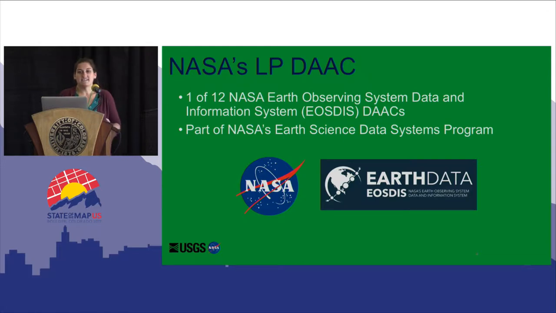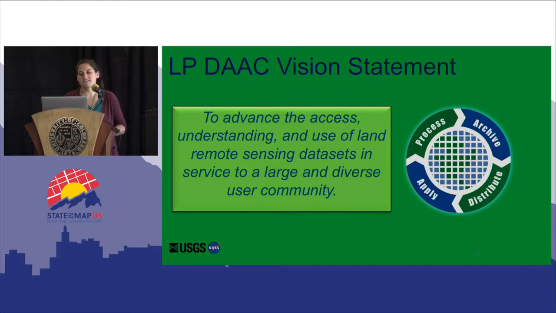We're one of 12 NASA Earth Observing System Data and Information System, EOSDIS, DAACs. Some of the other DAACs provide information on the atmosphere, ocean biology, snow and ice, but we specifically work with land data. Our vision statement is about advancing access, understanding, and use of land remote sensing data sets to the user community. So what exactly does that mean? Well, we process data, we archive data, we distribute data, but we also like to show users how to apply and understand the data.